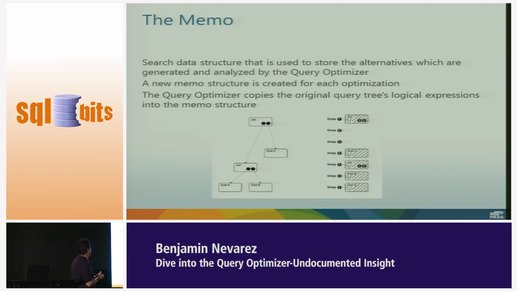The next item is something called the memo. When we apply rules to our original logical tree, the optimizer needs a place in memory to keep all the choices, because sometimes it may be looking at many different plans, dozens or hundreds of execution plans. That information is kept in this structure called the memo. And there is one for each optimization. We also have undocumented statements, trace flags, to see inside the memo.